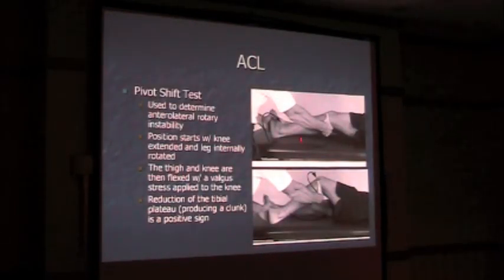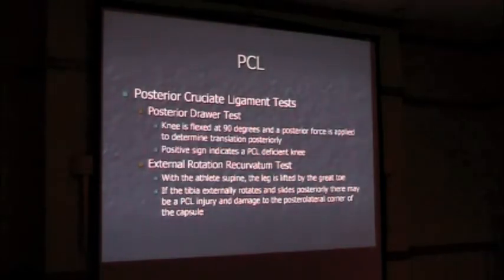Pivot shift test. This is one of the best tests, but you're not going to be able to do this in a patient that's symptomatic. This is usually done in somebody that has a chronic tear for many years, or they're asleep. Okay, so basically all we do is internally rotate the leg. Actually start with the knee extended, internally rotate the leg, and then slightly flex the knee with a valgus stress, and then you'll feel a reduction as the tibia clunks into position, and it's a pretty audible clunk. But it's pretty definitive that the patient has an abnormal ACL.